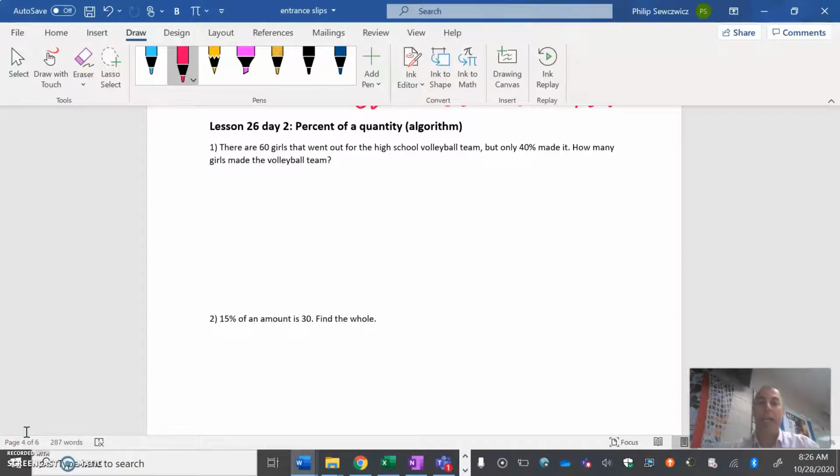All right, so we are in your entrance slips. Get it in that purple packet. Find that lesson 26, day number 2, and again, focus on what's called the algorithm. In other words, how do you solve it without a picture? Algorithm is just a fancy word for the math technique that we're going to use.